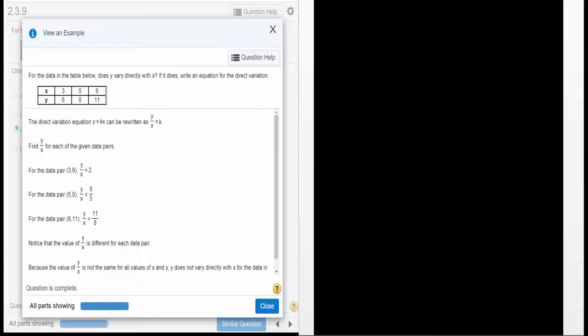So remember we talked about directly related, directly proportional. That means as one increases, the other increases. As one decreases, the other decreases. The amounts of change will be proportional to each other.